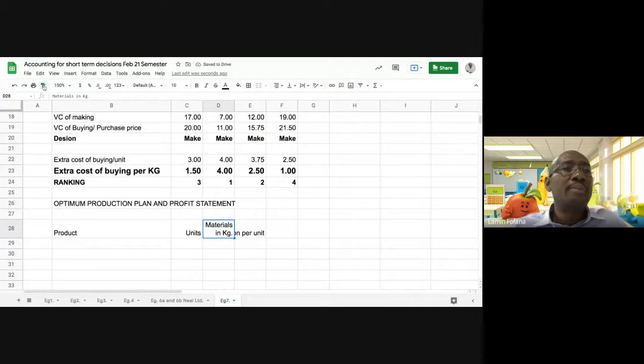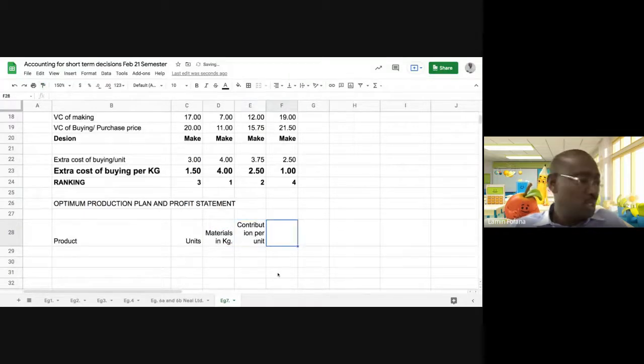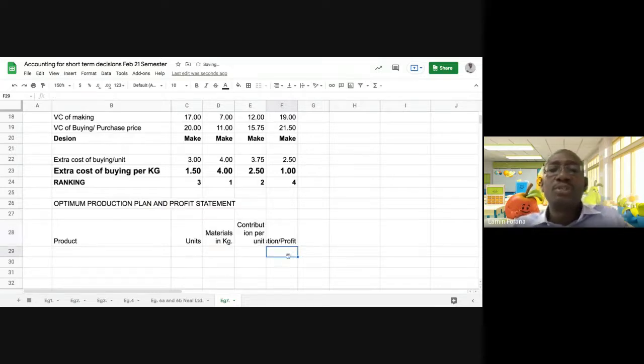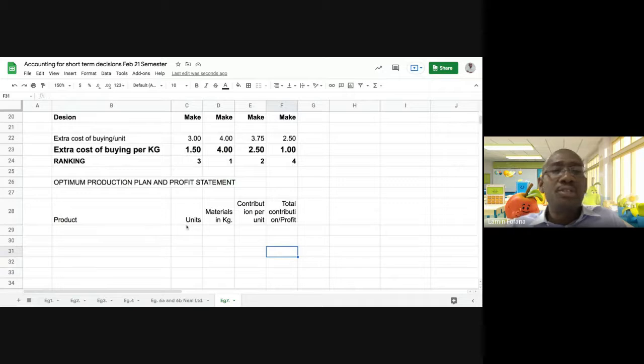Okay, I'm going to wrap that as well. Then we'll have our total contribution. Total contribution / profit. Okay, we had a similar format in the previous question. It's just that we didn't put them together. Okay, so this is what we're going to require: our optimal production plan and our profitability statement.